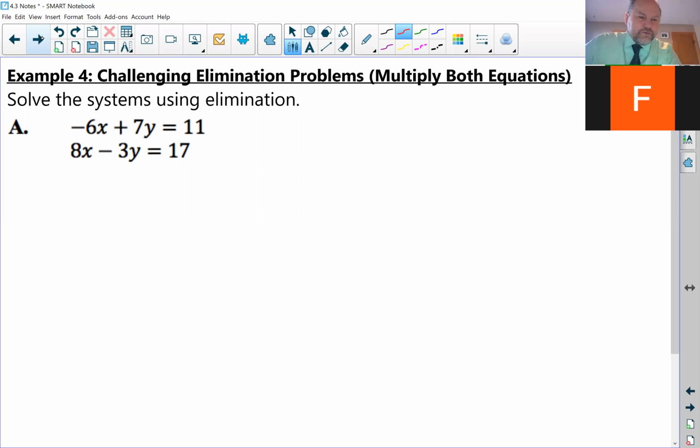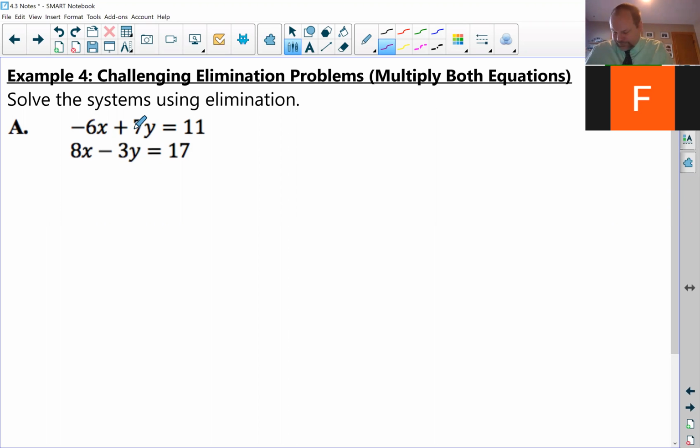So if we look, we've got -6x plus 7y equals 11, and 8x plus minus 3y equals 17. We don't have coefficients that are exactly the same. We don't have coefficients that are exactly opposite. I can't multiply 6 by an integer and get the opposite of 8. I can't multiply 3 by an integer and get the opposite of 7.